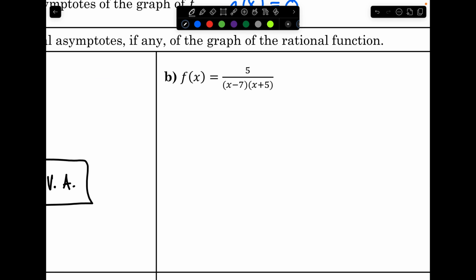So let's continue with the next example. So here's the same thing. To find the location of the vertical asymptote, first check that the numerator and the denominator have no common factors. 5 is not the same as x minus 5 nor x plus 5, so no common factors.